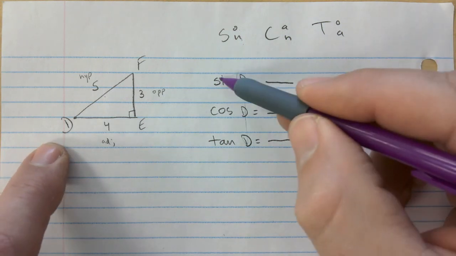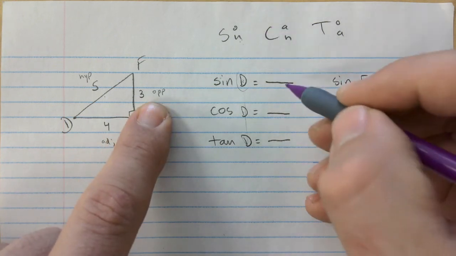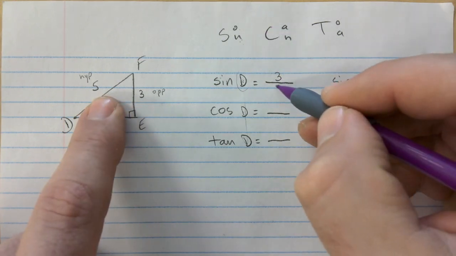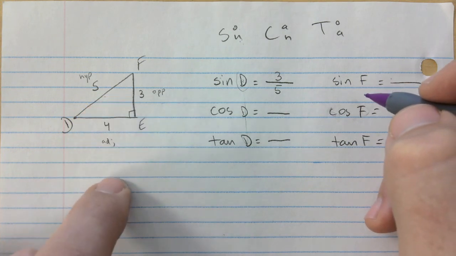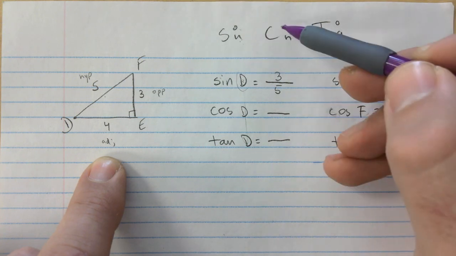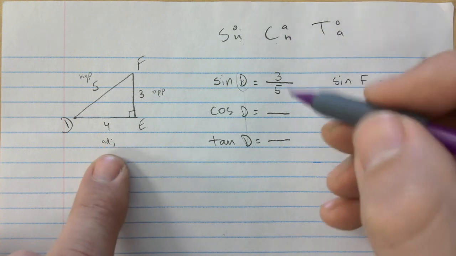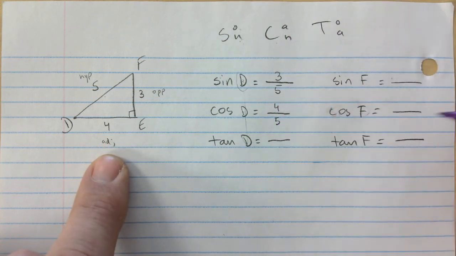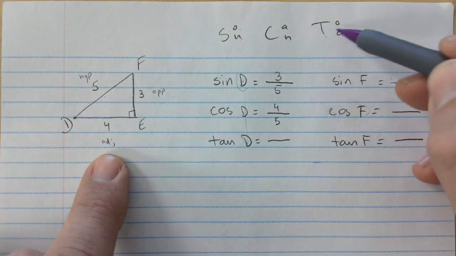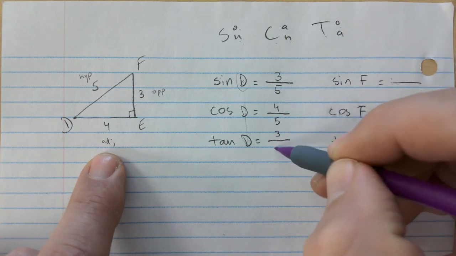So sine of angle D is opposite over hypotenuse. That means we need to put the 3 up top, the hypotenuse down here. Cosine is supposed to be adjacent over hypotenuse, so the adjacent is 4, hypotenuse is 5. All you're doing is just grabbing the numbers and putting them where they're supposed to be. Tangent is supposed to be opposite over adjacent.